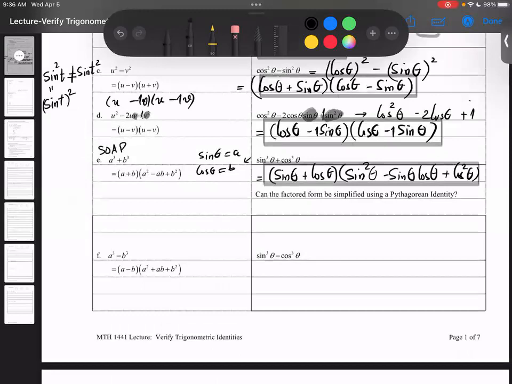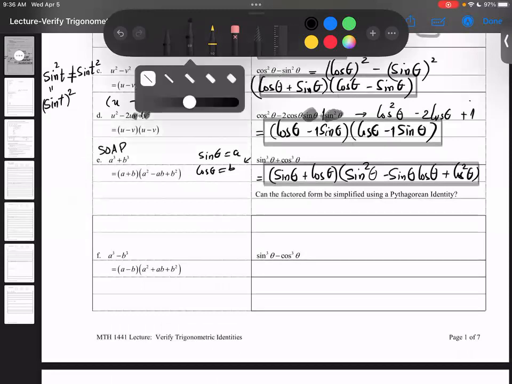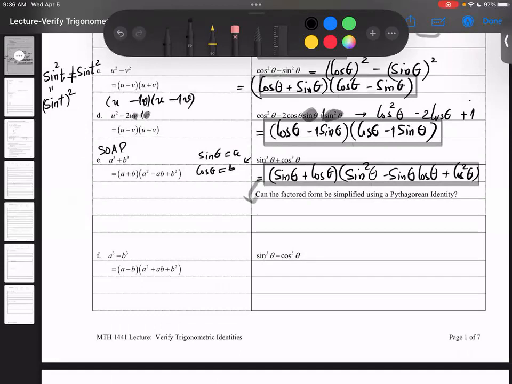I want everybody to try the last one. Oh, one more thing, I'm sorry. We're not done yet. Can the factored form be simplified using the Pythagorean theorem? Let's talk about one thing at a time. In mathematics, if something is hard, break it down into smaller parts, and then work on one part at a time. That's the trick. For the first part, the binomial, I have sine theta plus cosine theta. I don't think there's anything I can do with this part, can I? No, it's just it. What about the trinomial? What can I combine and then simplify?